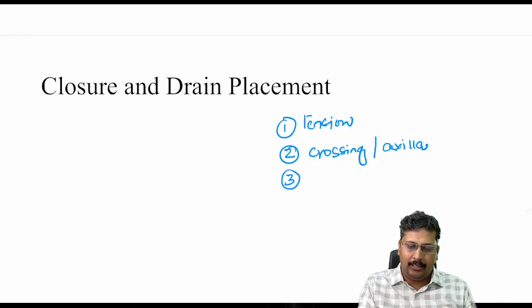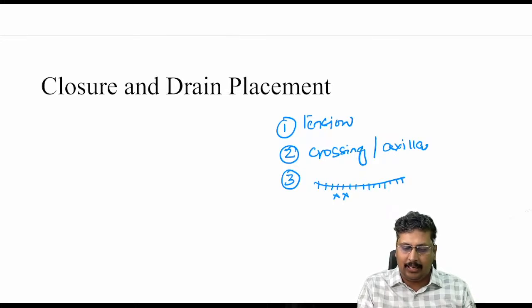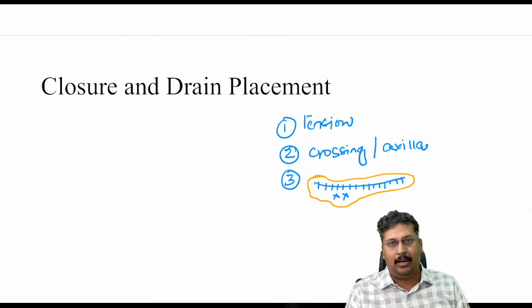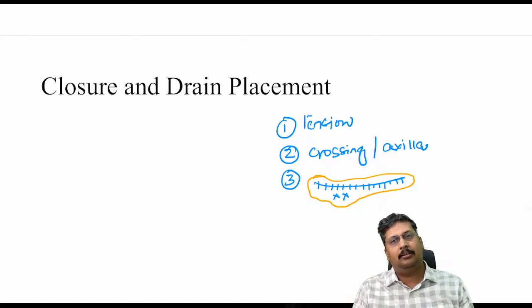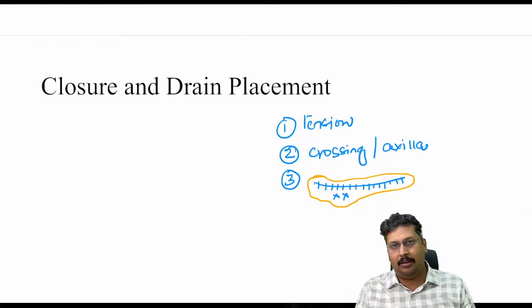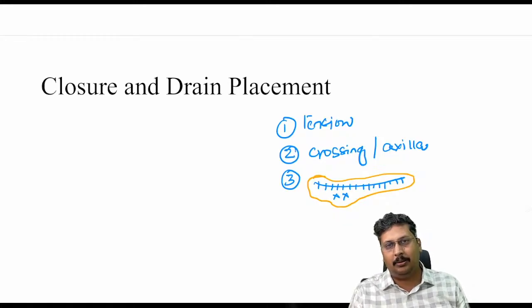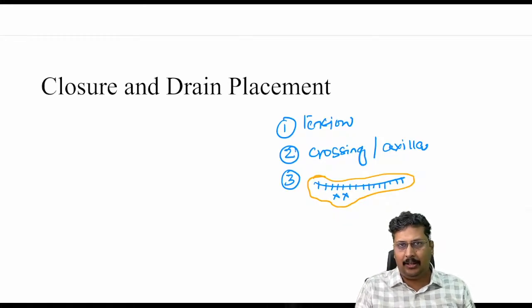And three, the drain should be placed in such a way that it will be close to the surgical site but not very close, so that even the drain site can be included while giving the radiotherapy. So usually the drain is placed along the lateral part of the incision, 1 inch away from the edge of the skin, so that it can be easily included in the radiation field.